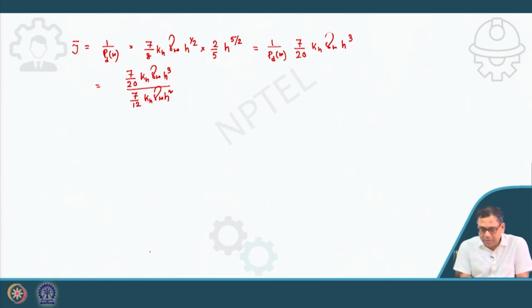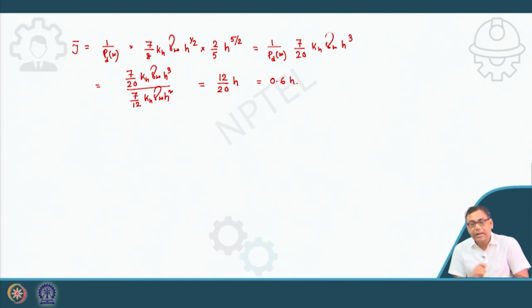Okay. So, now from there I will get, it is simple, 12 by 20 h, because the 7 will cancel. So, it will be 12 by 20 h, or simply 0.6 h. But remember that the h is the height of the water, not the retaining wall. So, that means this is from the top of the water table, it is 0.6 h.